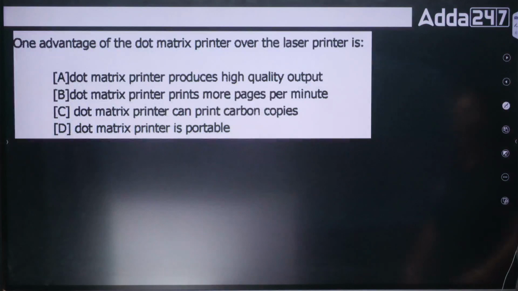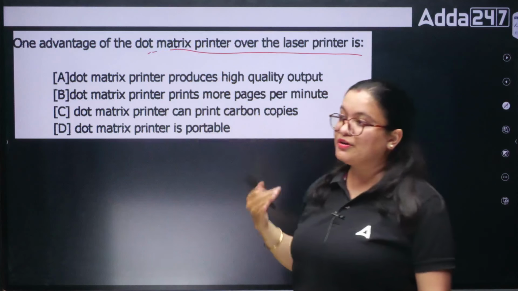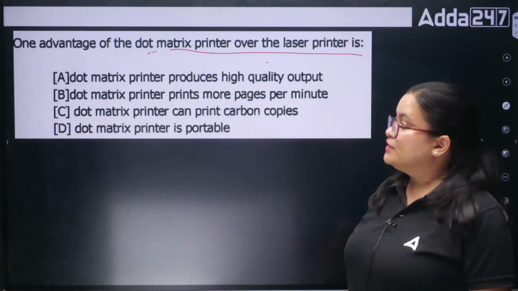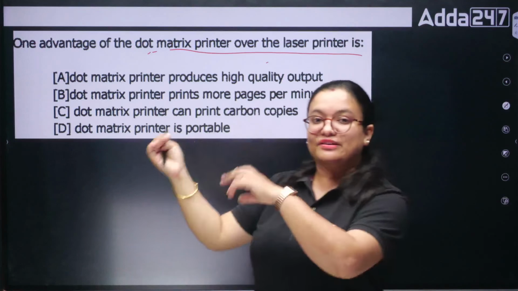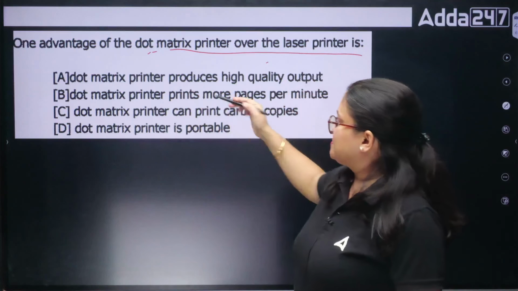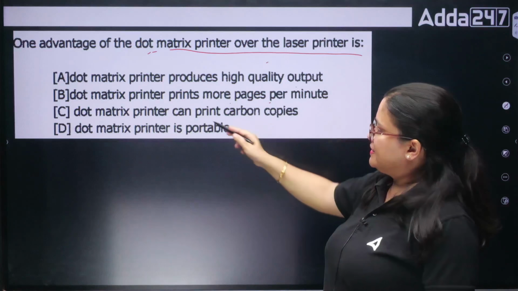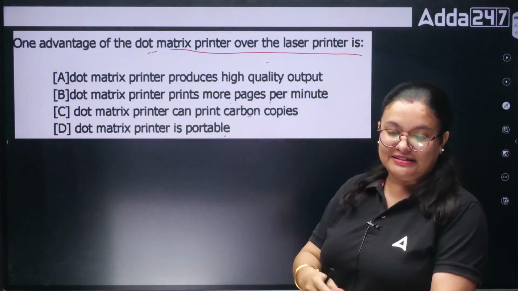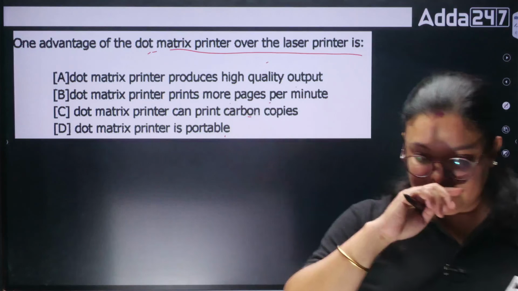Next, what is the advantage of a dot matrix printer over a laser printer? This is a common question. In every computer exam, we can expect a question on printers. What is the advantage of dot matrix compared with a laser printer? Dot matrix produces high quality output, prints more pages per minute, can print carbon copies, or it is portable. What is the answer?